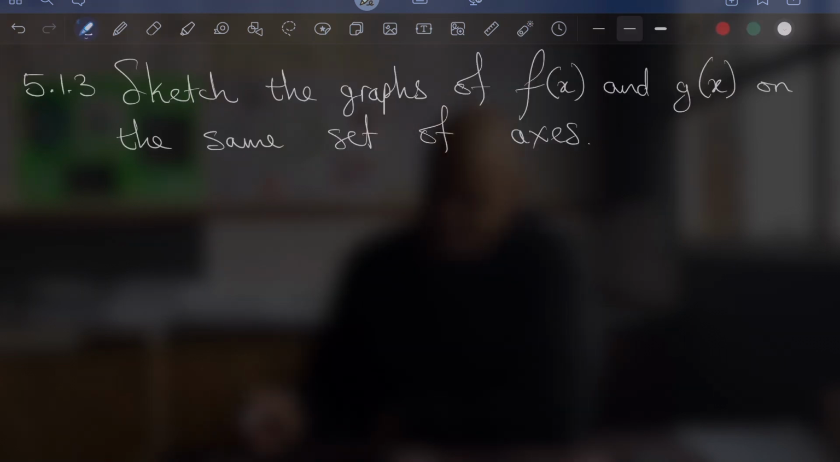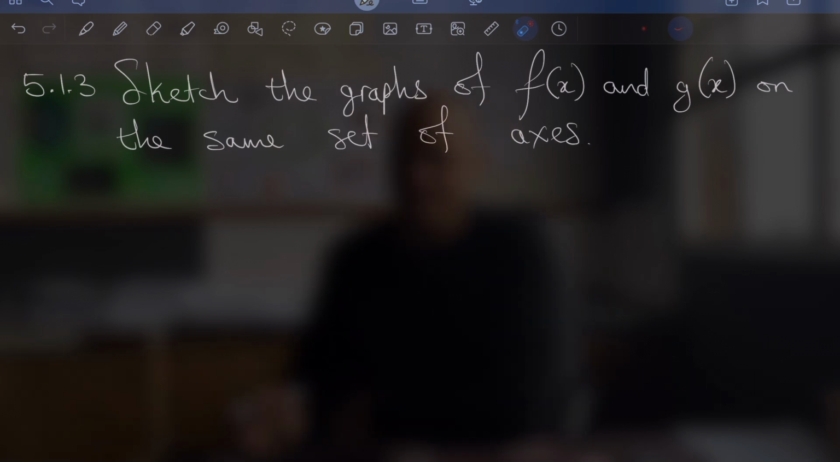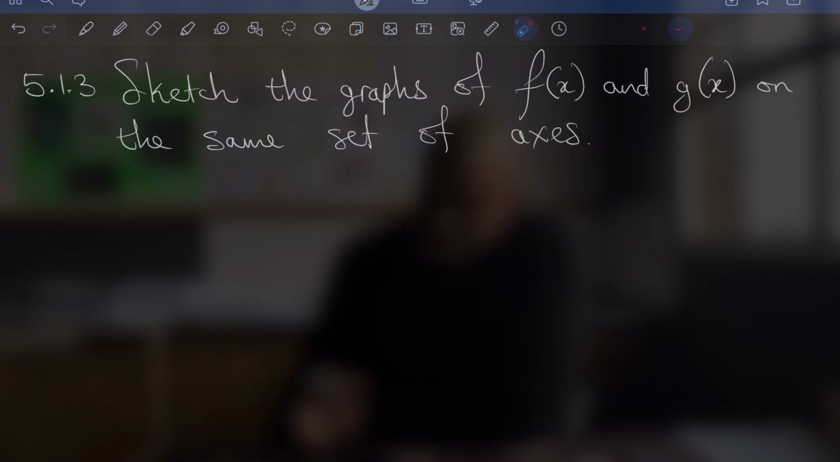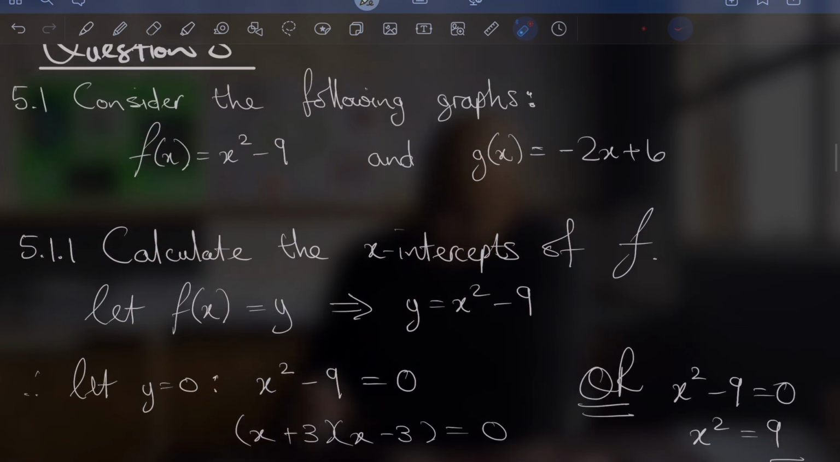All right, question 5.1.3 asks us to sketch the graphs of f of x and g of x on the same set of axes. So I'm going to use one set of coordinate axes, and I'm going to sketch both of those graphs on the same set of axes. Now, to sketch our parabola, I'm going to need the turning point or the y-intercept, which I can read off here as negative 9, and I'm going to need my roots to see where it cuts the x-axis.